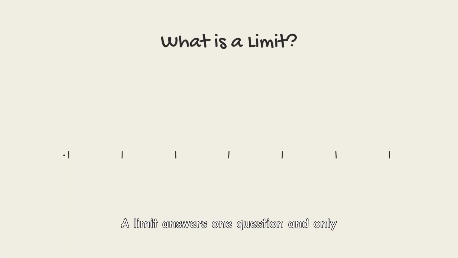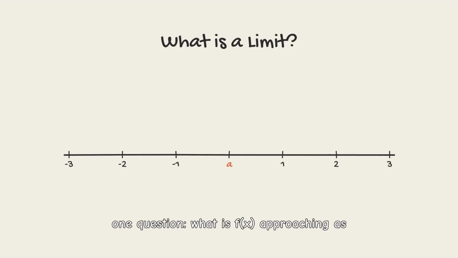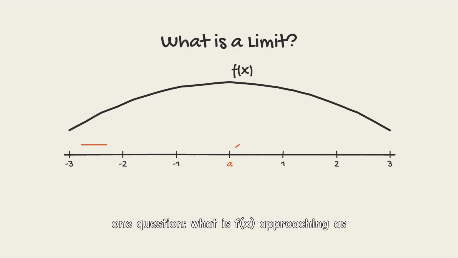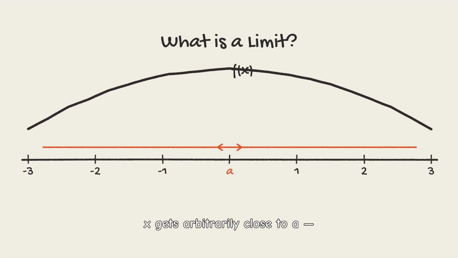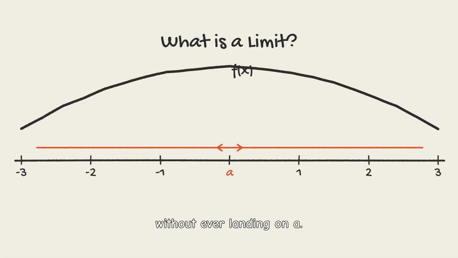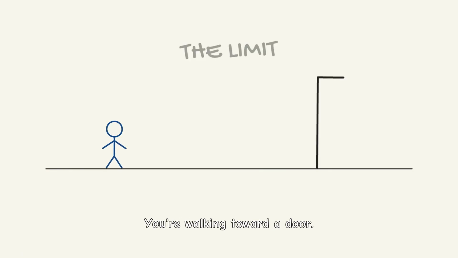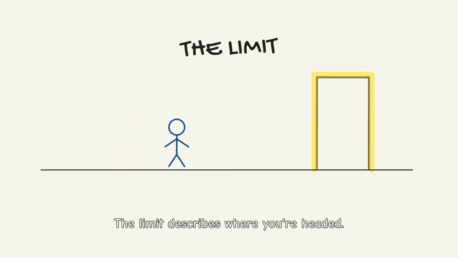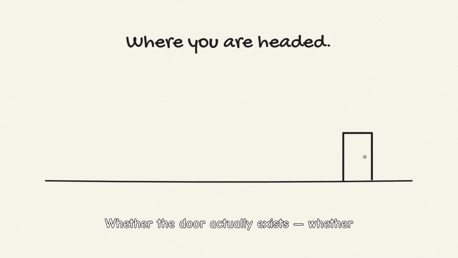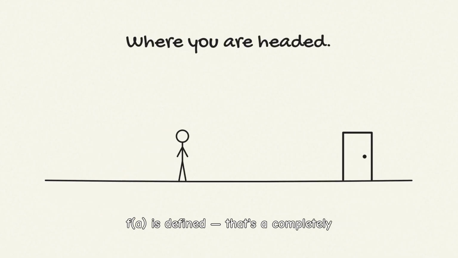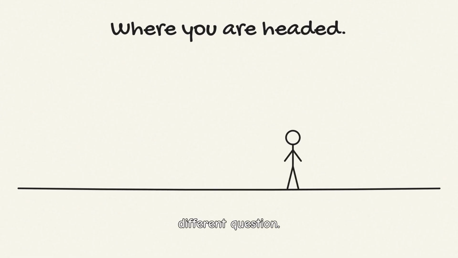A limit answers one question and only one question. What is f(x) approaching as x gets arbitrarily close to a, without ever landing on a? Think of it like this. You're walking toward a door. The limit describes where you're headed. Whether the door actually exists, whether f(a) is defined, that's a completely different question.